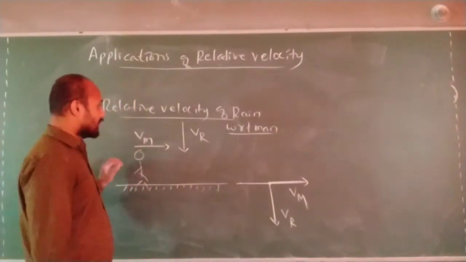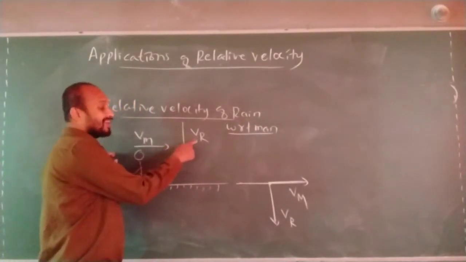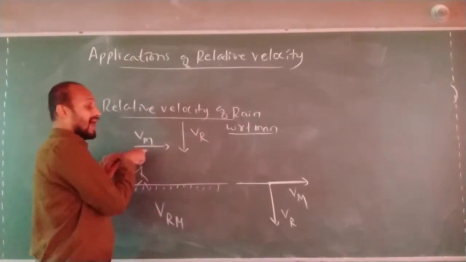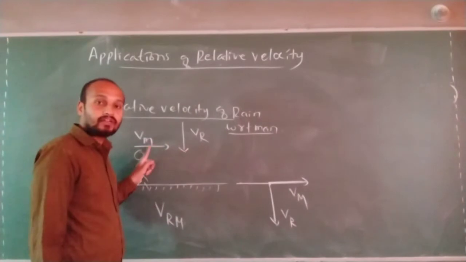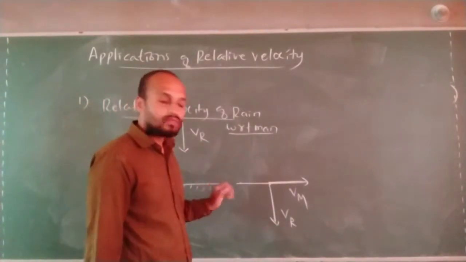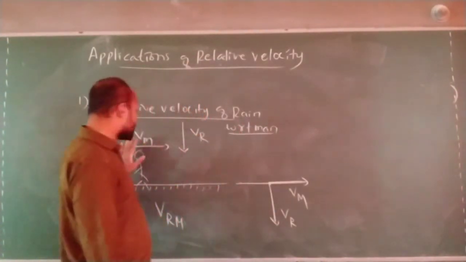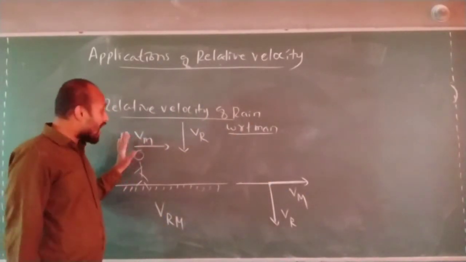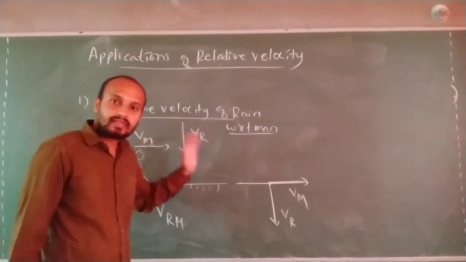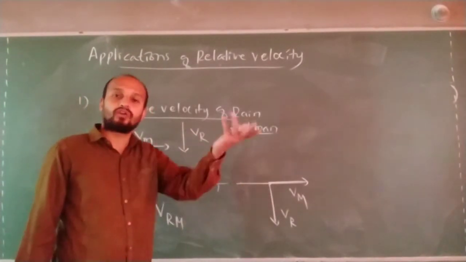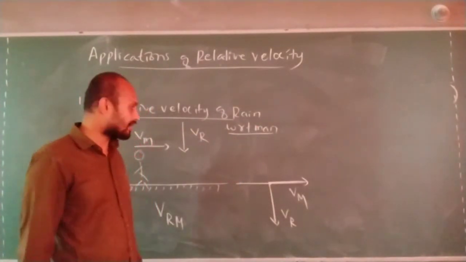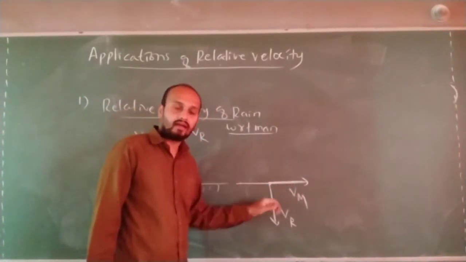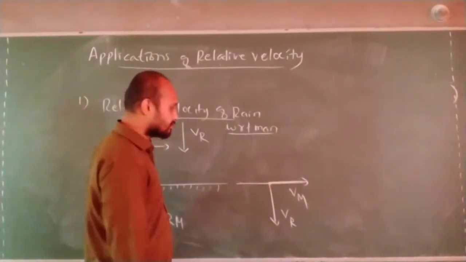Now, what am I doing? I want to find the velocity of rain with respect to man. For that, what will I do? I will make the velocity of the man rest. Then I will find the resultant of those two velocities. I will make the man rest because with respect to man I am finding.